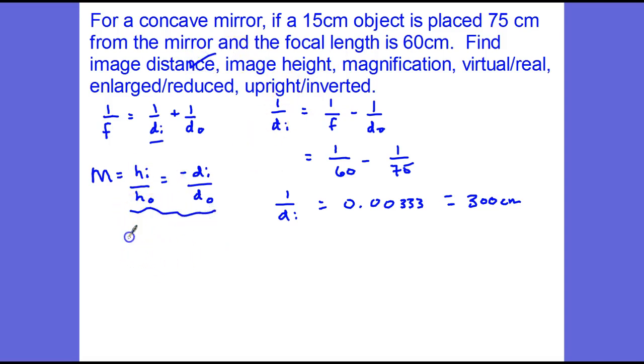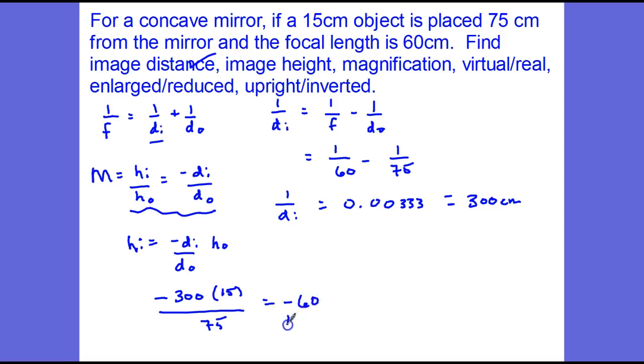Now the image height. We use this relationship. I'm going to solve for image height equals negative di over do times ho, and multiply both sides by ho. So that's negative 300 times the object height, which was 15, divided by the object distance, which was 75. So 300 times 15 divided by 75, I get negative 60. That negative sign means it's inverted, and that means it's real.